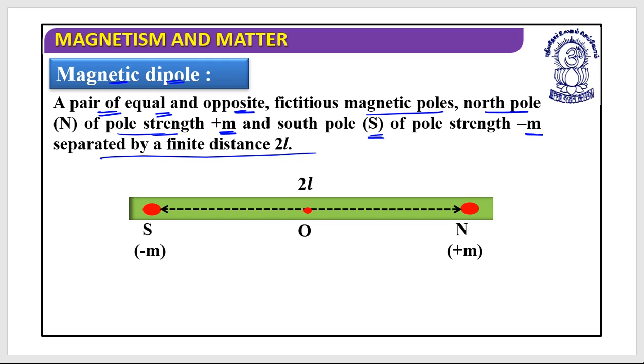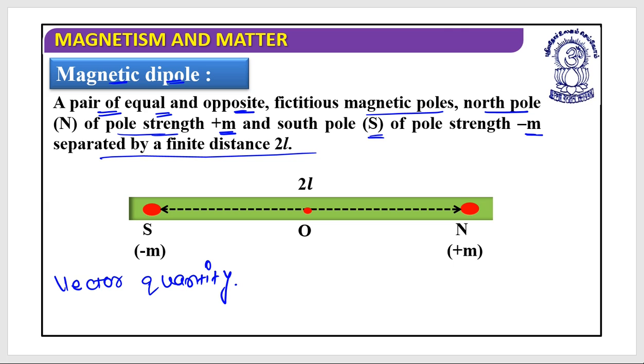Even here it is the same thing. Magnetic dipole is a pair of equal and opposite magnetic poles, north pole having pole strength of plus m and south pole having pole strength of minus m, separated by distance 2L. Yes, we can say magnetic dipole. We must understand that it is a vector quantity. I hope this is clear.